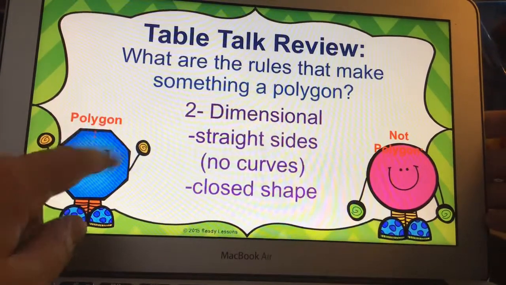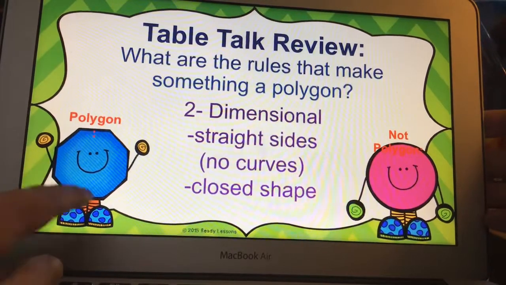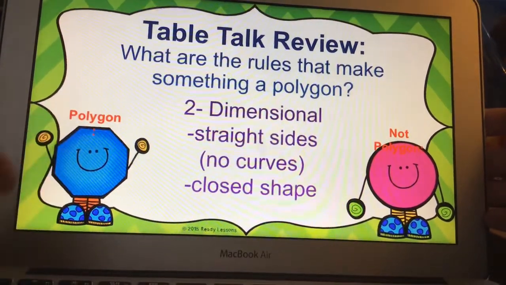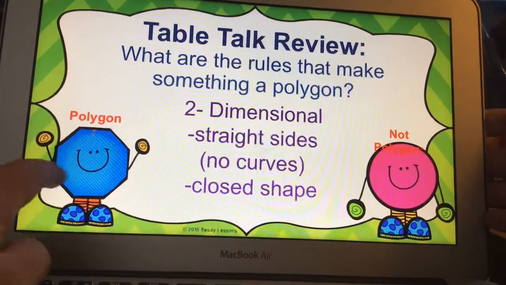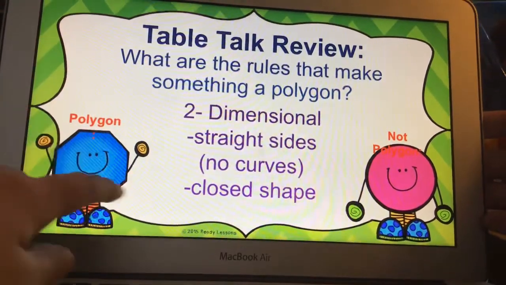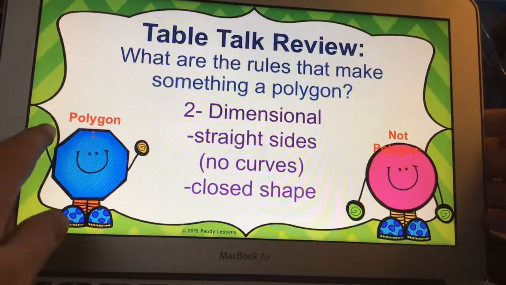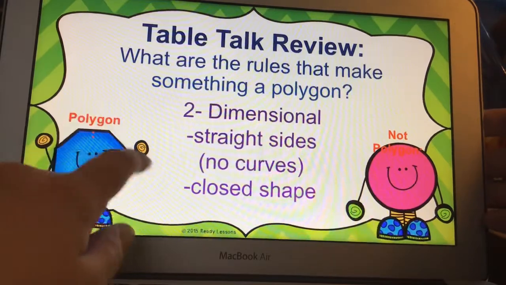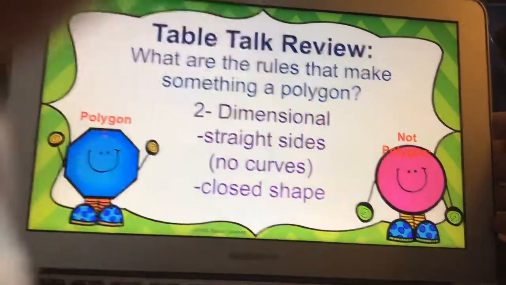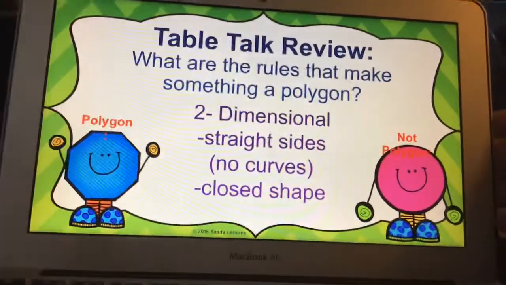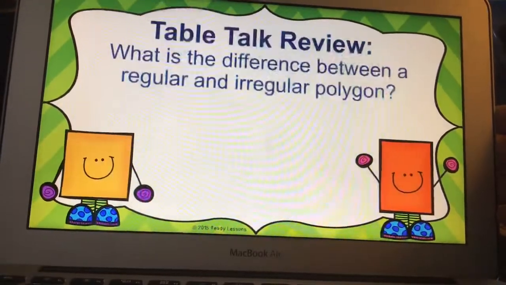Over here, we've got a shape with 1, 2, 3, 4, 5, 6, 7, 8 sides. Let me count that again. 1, 2, 3, 4, 5, 6, 7, 8. Just wanted to make sure. 8 sides is an octagon. And they have straight lines, no curves, and it's closed. So there's no openings. Good to know.